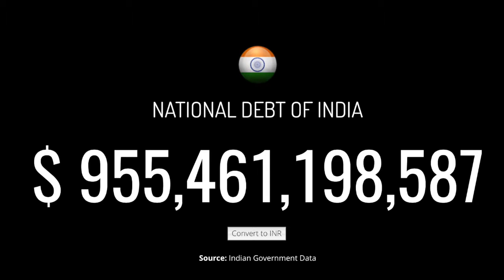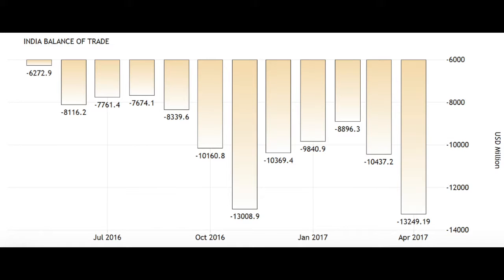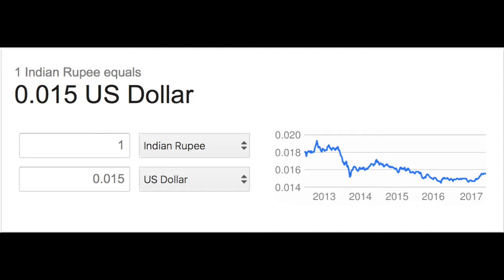True that, Sarah. Trade balance is the balance between imports and exports. India's trade balance has been decreasing recently because of an increase in imports in the recent years and months. This is the current exchange rate between a U.S. dollar and an Indian rupee. 1 Indian rupee is $0.015 U.S.